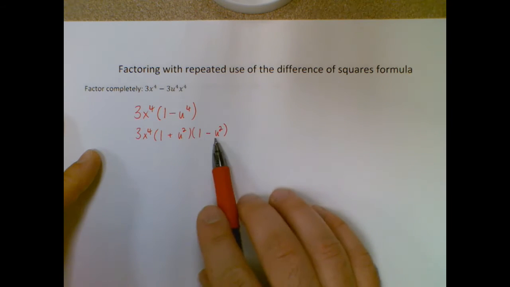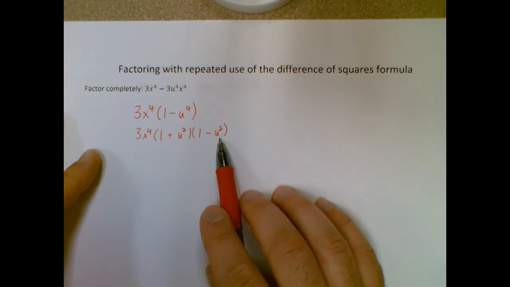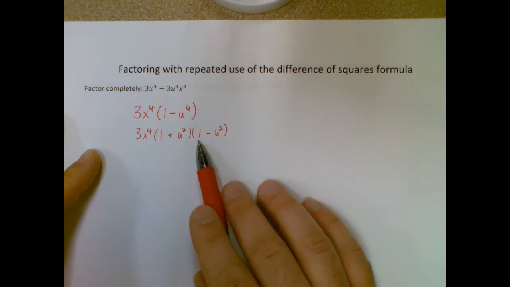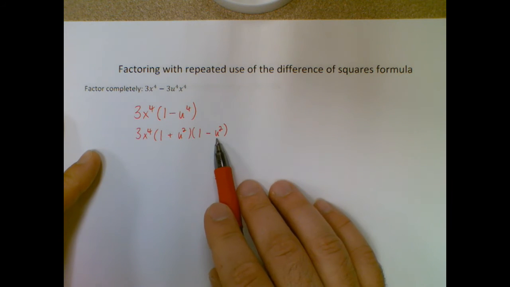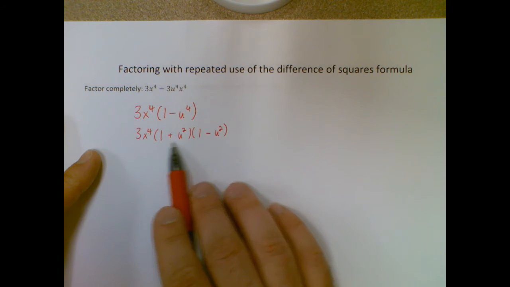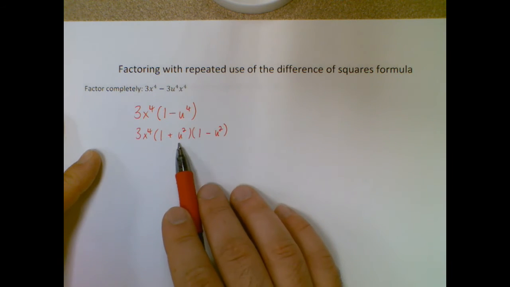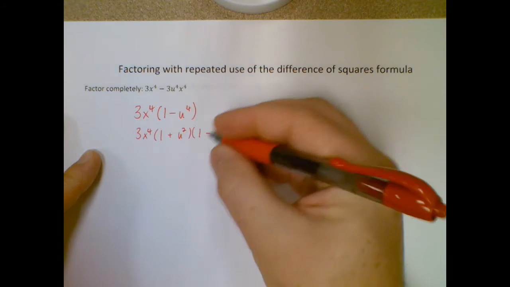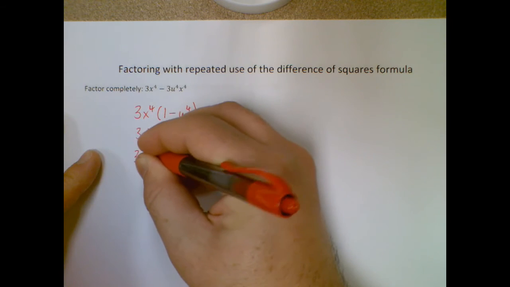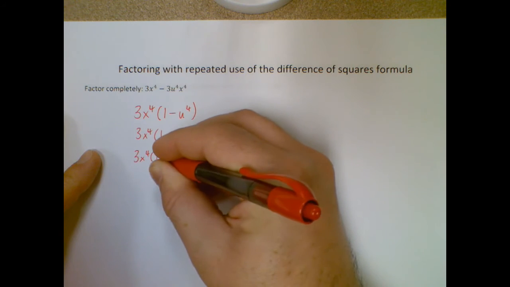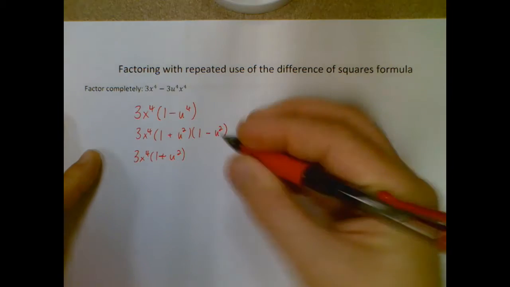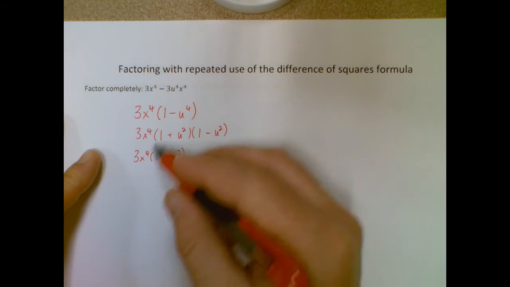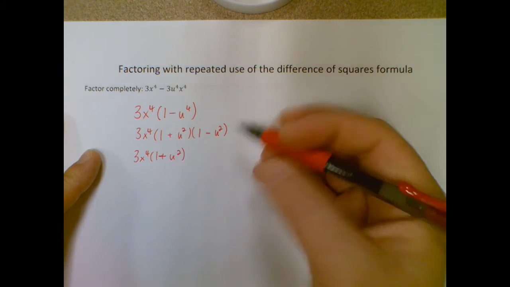But this subtraction one here is still a difference of squares. 1 is still a perfect square, and u squared is a perfect square. I can't do anything with this one because it's addition. It's a sum of squares, so it's stuck that way in terms of factoring. So I'm going to do another difference of squares here.